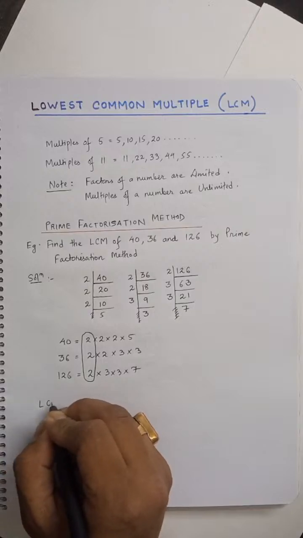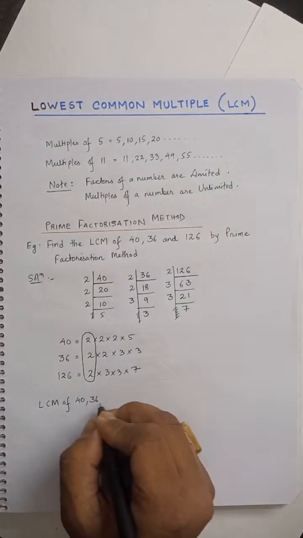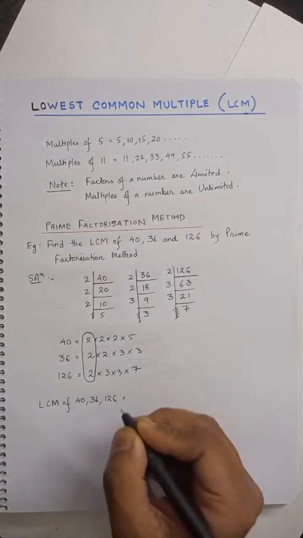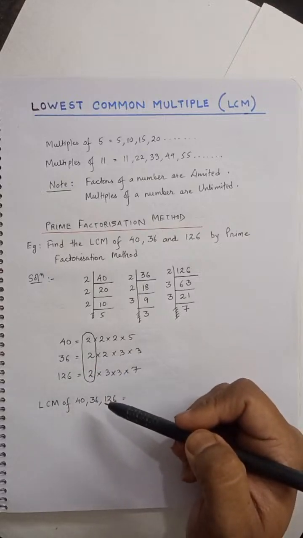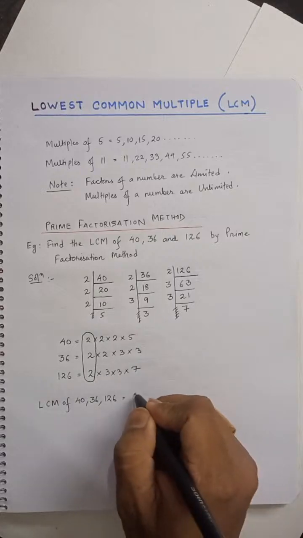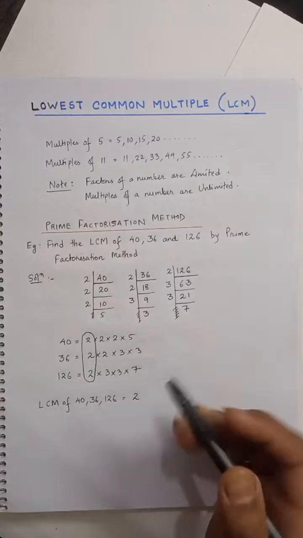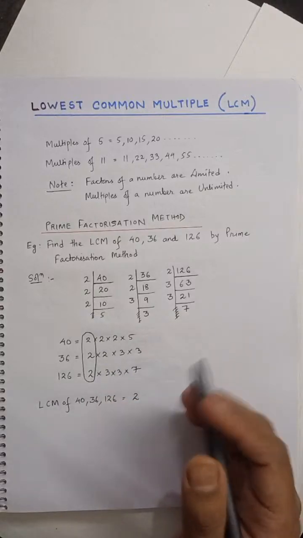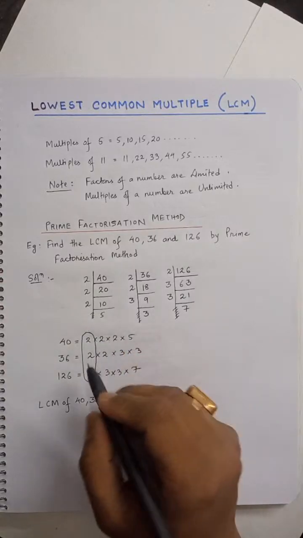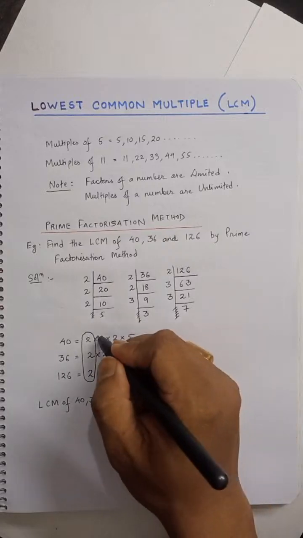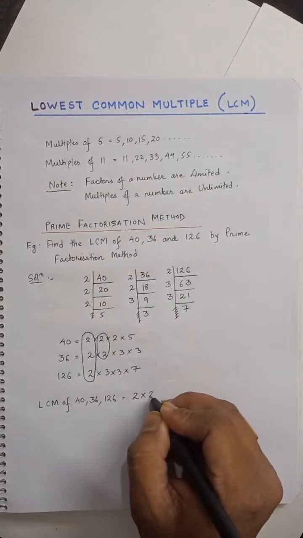So let me write LCM of 40, 36, 126. So first up we will write that number which is common in the three terms. Okay, so 2 is a number which is common for all the three numbers. Next we will find out those numbers which are common between any two numbers. So we can see that among 40 and 36, we have a pair of 2. So we'll write that particular 2.